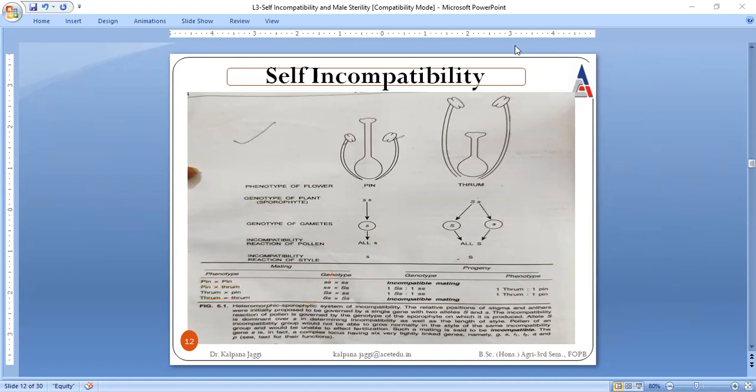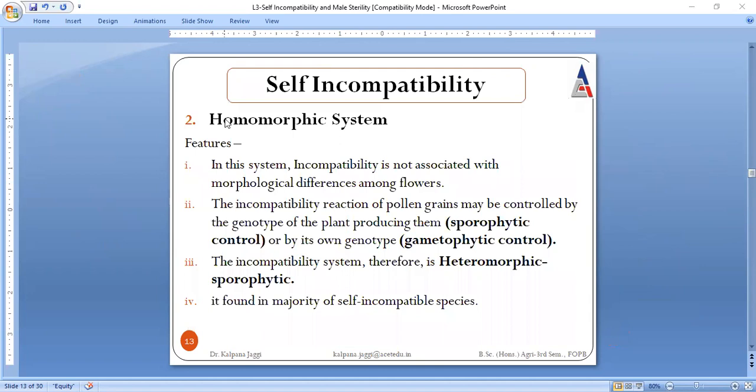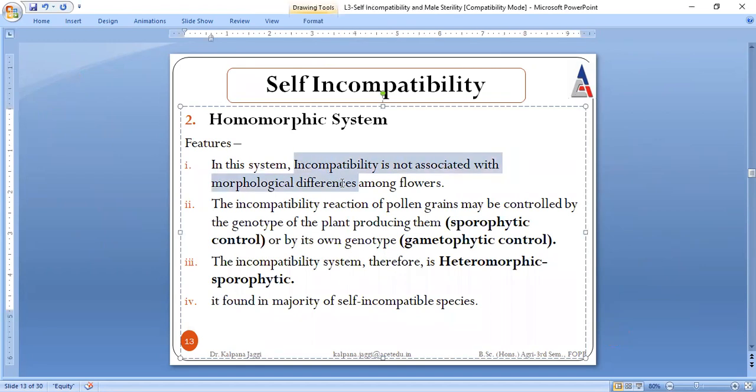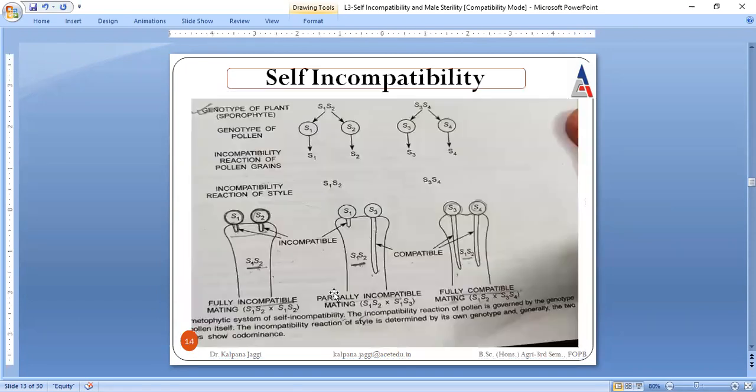The second that I am going to discuss is about the homomorphic system. Homo means same morphology. Here in this system, incompatibility is no more associated with morphological differences. The incompatibility reaction of pollen grains is controlled by the genotype of the plant which is producing them, that is the sporophytic control, or the incompatibility is controlled by the genotype of the pollen grain itself, that is said to be the gametophytic control. So this is the case of heteromorphic sporophytic.